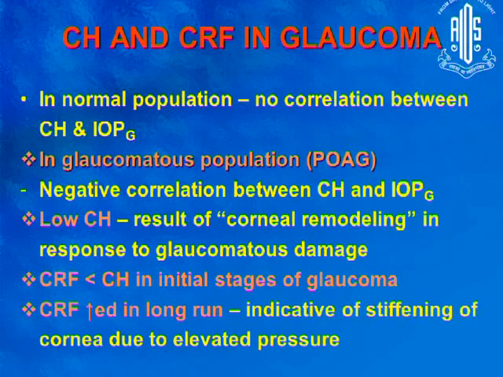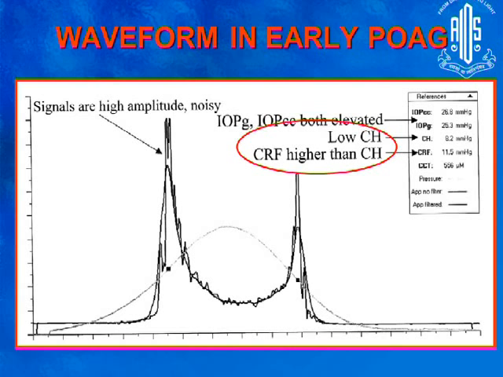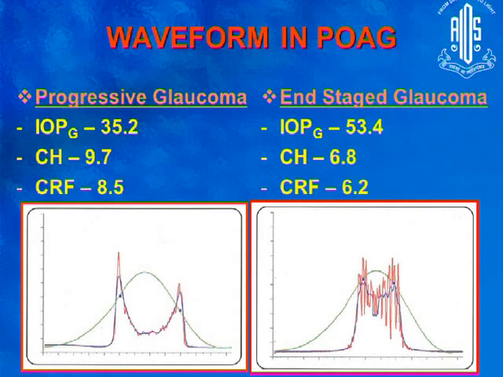I'll show you some waveforms. This is the waveform in early open-angle glaucoma, where the corneal hysteresis is reduced. Corneal resistance factor is higher than corneal hysteresis. In progressive glaucoma, the corneal resistance factor increases because the cornea becomes very stiff. In end-stage glaucoma, all the values are reduced and there's a lot of noise.